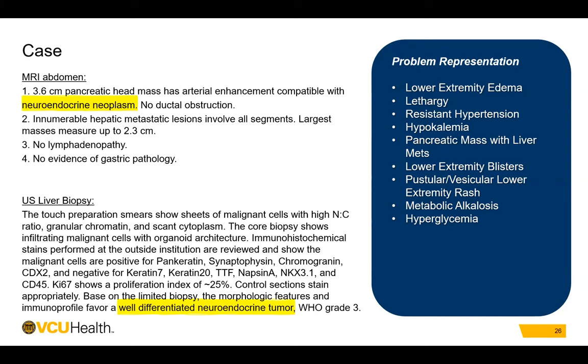Everything does seem to fit that this is a differentiated neuroendocrine tumor. And so I'm going to update my problem representation to now say well-differentiated pancreatic neuroendocrine tumor with liver metastases. Again, assuming this is the primary.